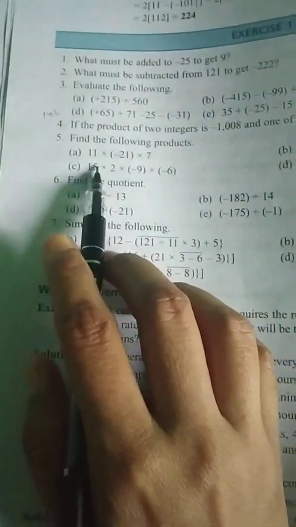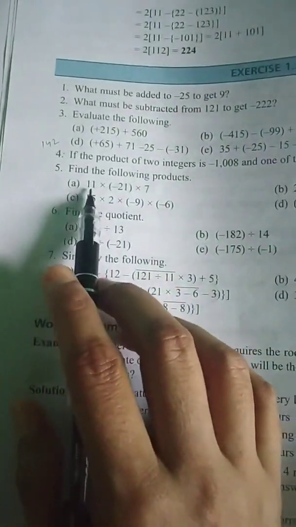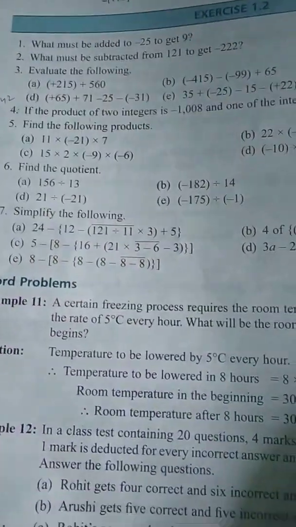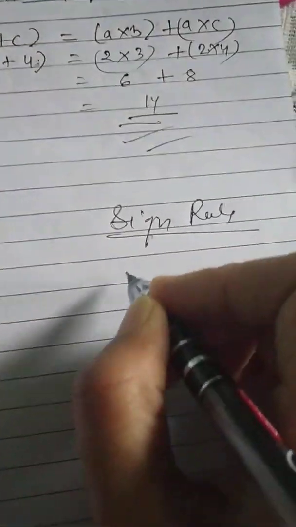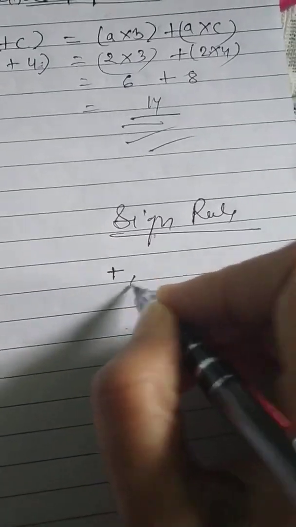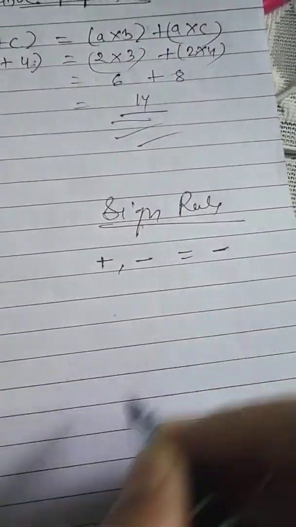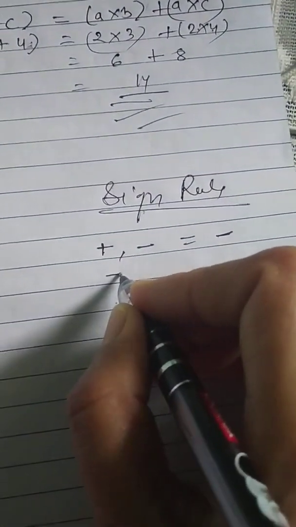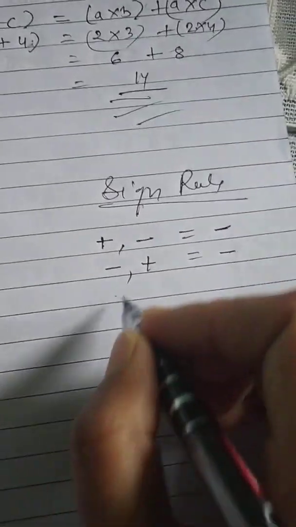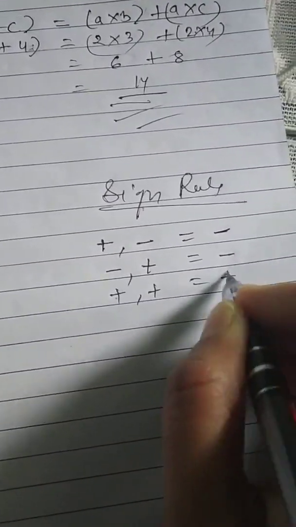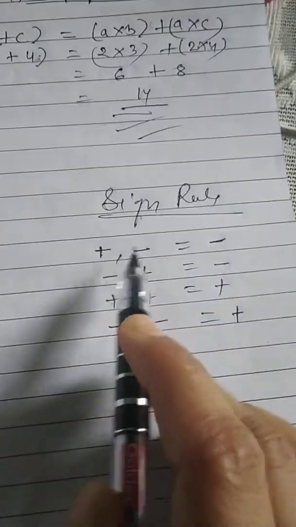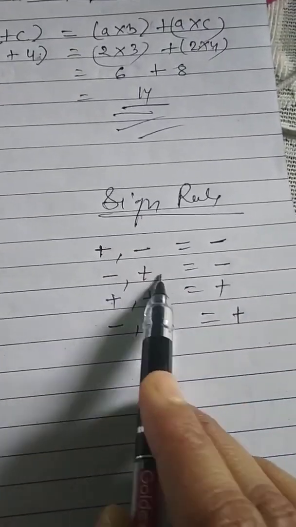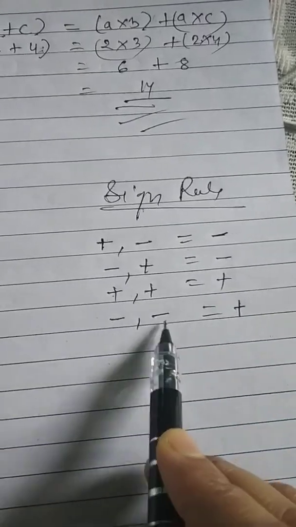Now question number 5, find the following product. Means you have to find the product. For this you should first know the sign rule. Sign rule for multiplication and division. If one integer is in plus, the other is in minus, we will get minus only. One is in minus, other is in plus, we will get minus. Both are in plus, then we will get plus, and both are in minus, then we will get plus only. Plus minus minus, minus plus minus, plus plus plus, minus minus plus.